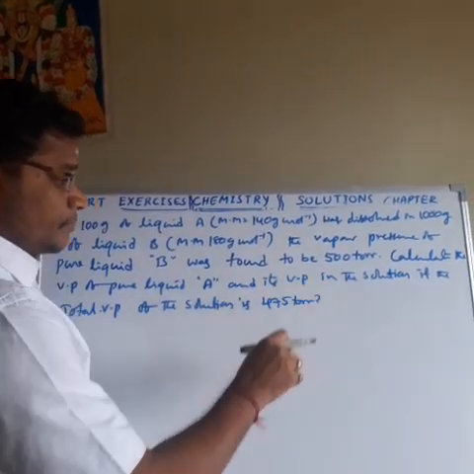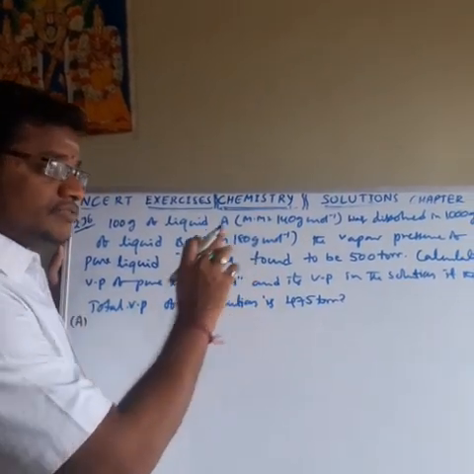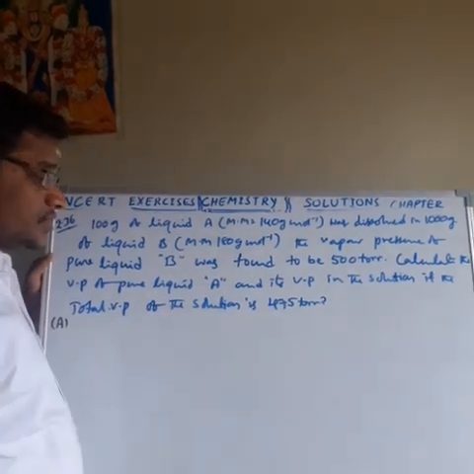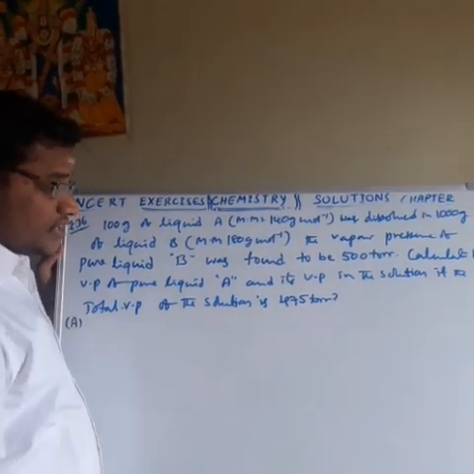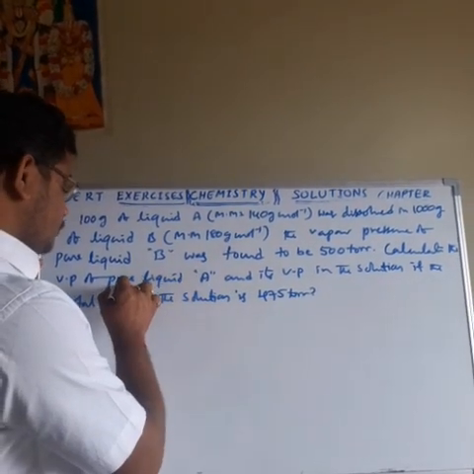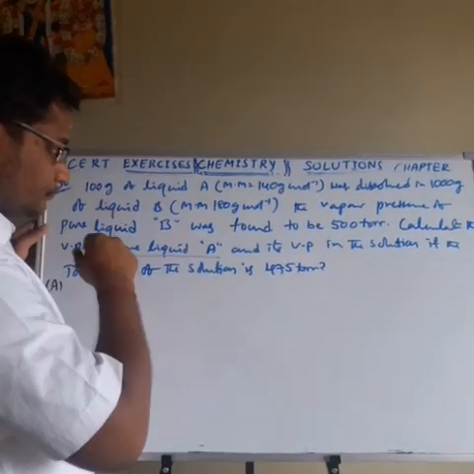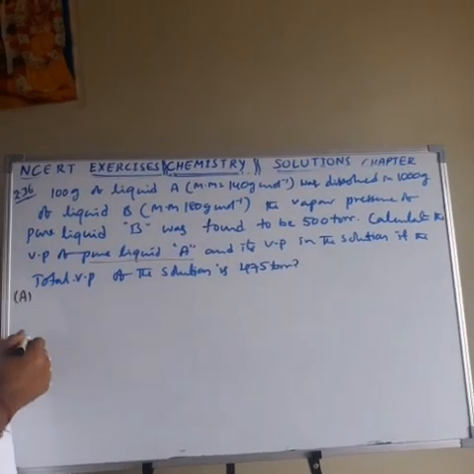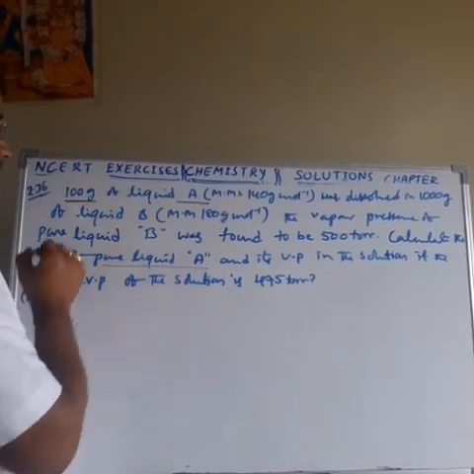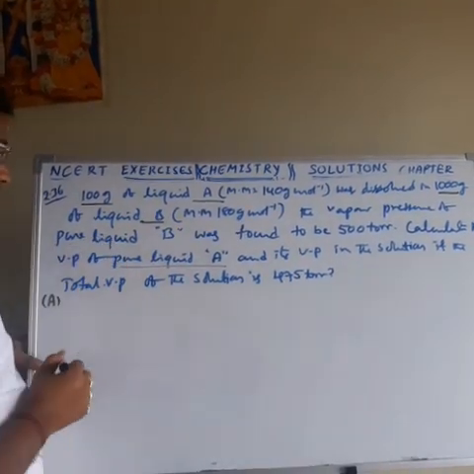And its vapor pressure in the solution. The vapor pressure of the pure liquid A and also the vapor pressure of the solution. The total vapor pressure of the solution is given as 475. So we have to calculate the vapor pressure of pure liquid A. First, 100 gram of liquid A is the solute because of less weight. B is the solvent because of more weight. B is solvent, A is solute.